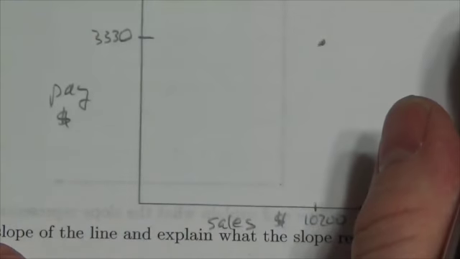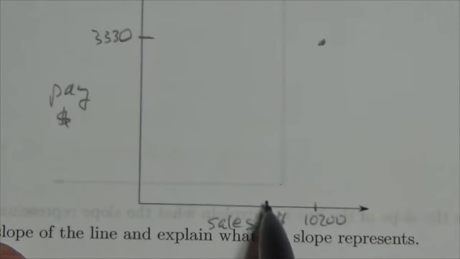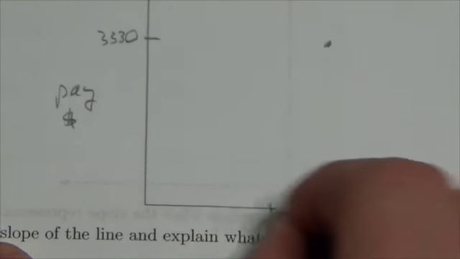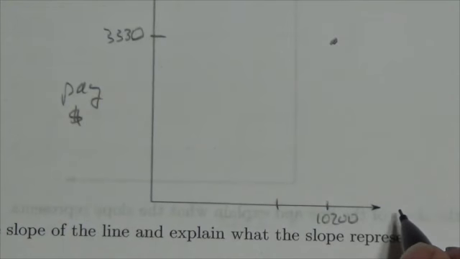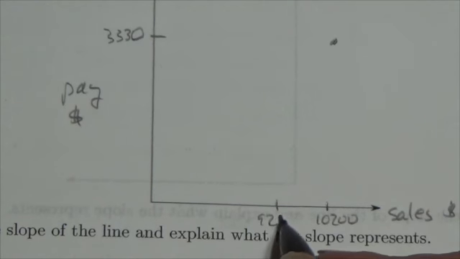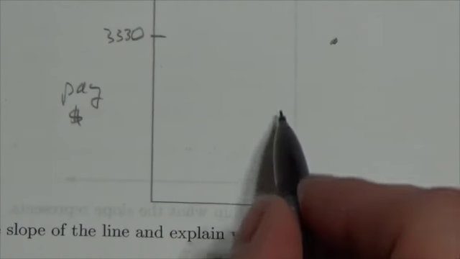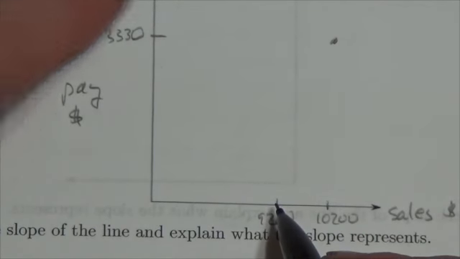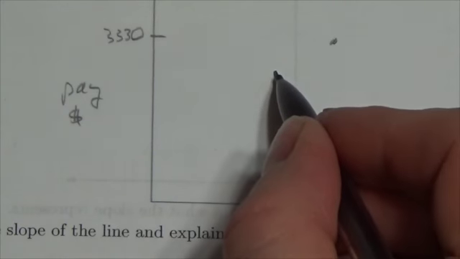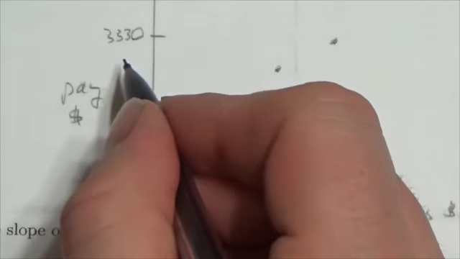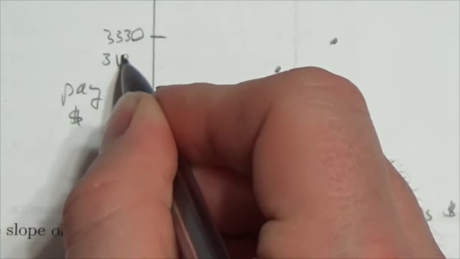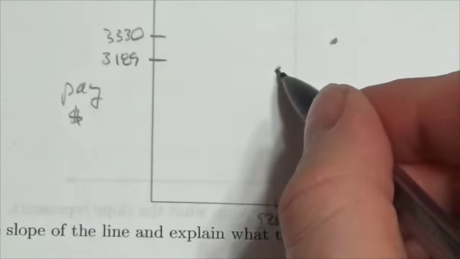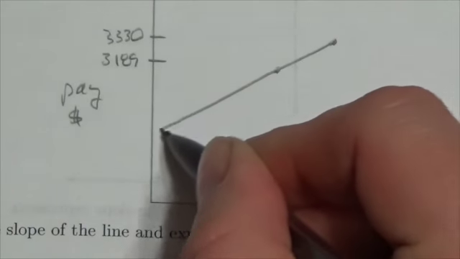And then she sold 9,260. Actually, I didn't give myself enough room down there. So this is going to be sales, and right here this would be 9,260. And somewhere up here, it's not actually all that much lower than that. It's going to be quite close. So this will be up here at 3,189.